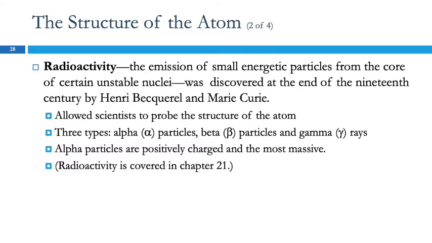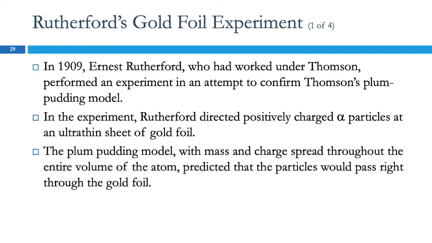Three of the major types of radiation are alpha particles, beta particles, and gamma rays. Alpha particles are the largest. They're the most massive, and they also have positive charge. And you'll get more on that later in Chem 1B. So you can just forget all of that now.